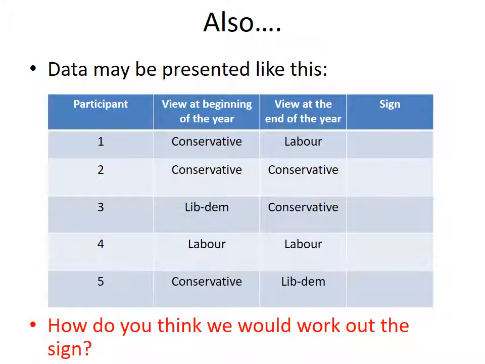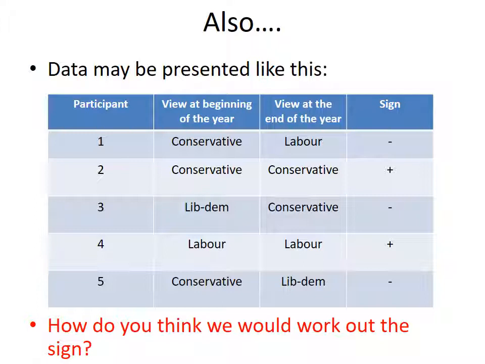Also, data may not be numerical in a sense. The sign test, assigning a sign and looking at that, is essentially a way of ensuring that all data is quantitative. So we've got view at the beginning of the year here and view at the end of the year here in terms of political leanings, and we've got people who are changing their view, people who are staying the same, and people who are changing their view the other way around. In terms of working out the sign here, it's just this idea: has it changed? Has it stayed the same?